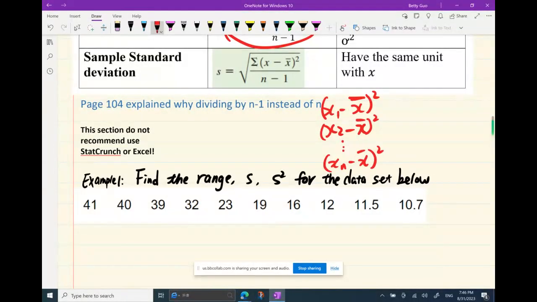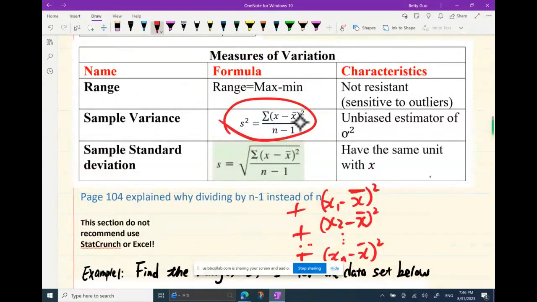Why do we need to square the deviation? Because sometimes the deviation is positive, sometimes the deviation is negative. So we want to add them up, and we do not want the sign to distort the variation. So we have to remove that effect. One way to do that is to square. And then we are going to add them all up. That's the numerator. And then we're going to divide the sum by n minus 1.